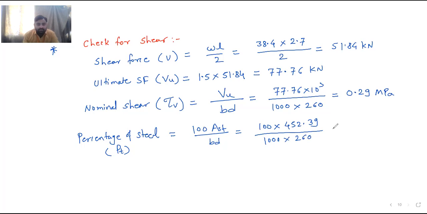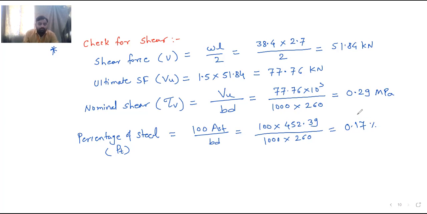So what is the percentage of steel? How much percent? Calculate now. It is 100 into that value. Did you calculate? So it is 0.17%. So the percentage of steel is 0.17%.